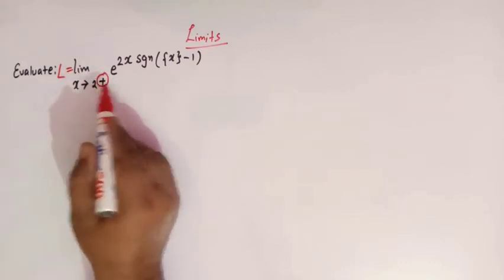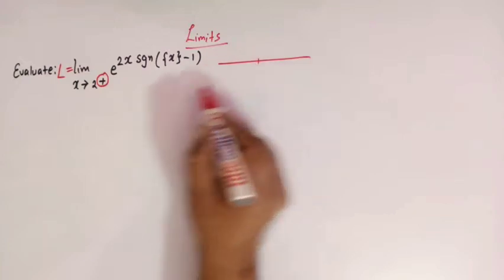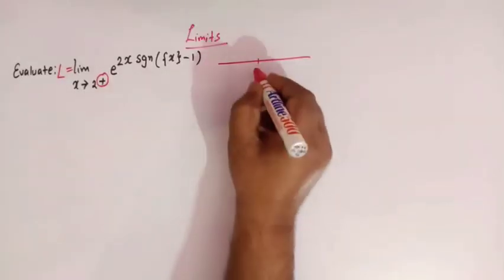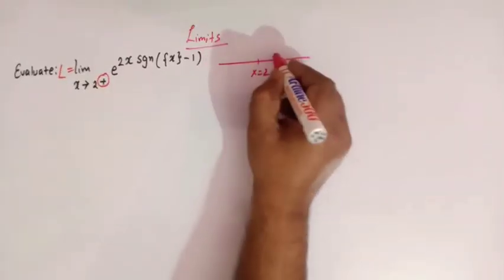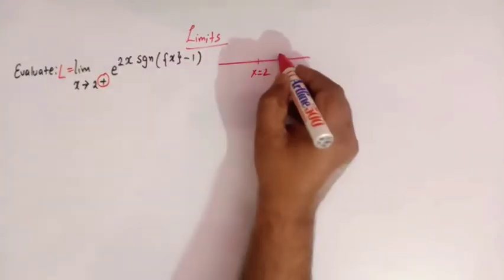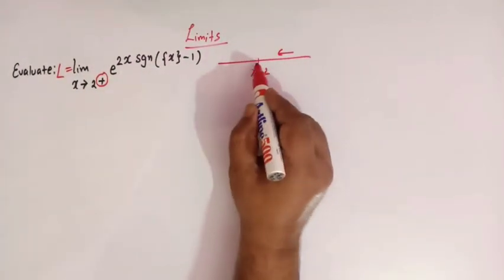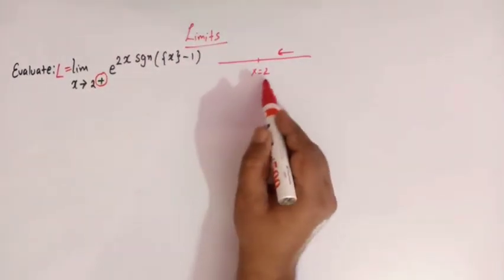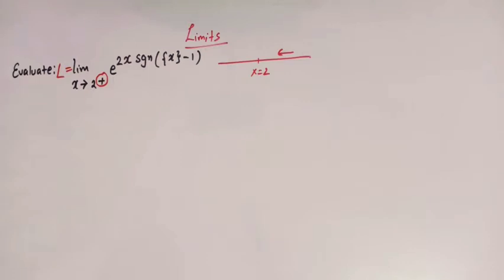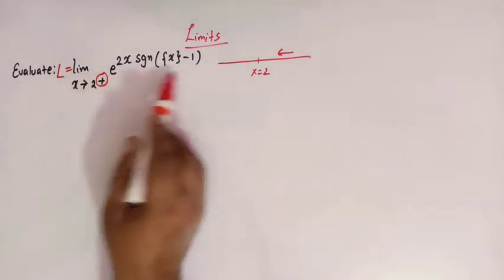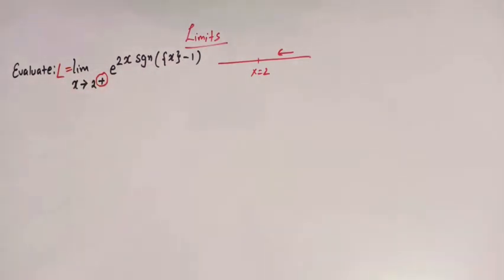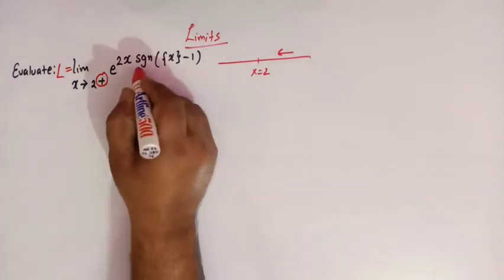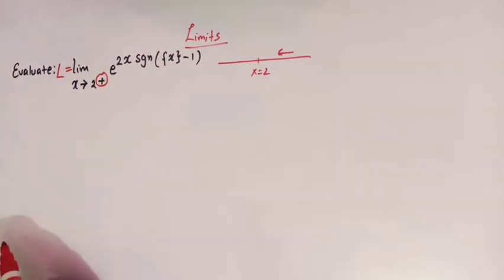Now this positive sign shows that we have to find the right hand limit of this function when x tends to 2, right? So here we have x is equal to 2, and this positive sign indicates that we are approaching x is equal to 2 from the right of x is equal to 2, right? So let us start, and here we will make use of the definition of signum function and the fractional part function, right?